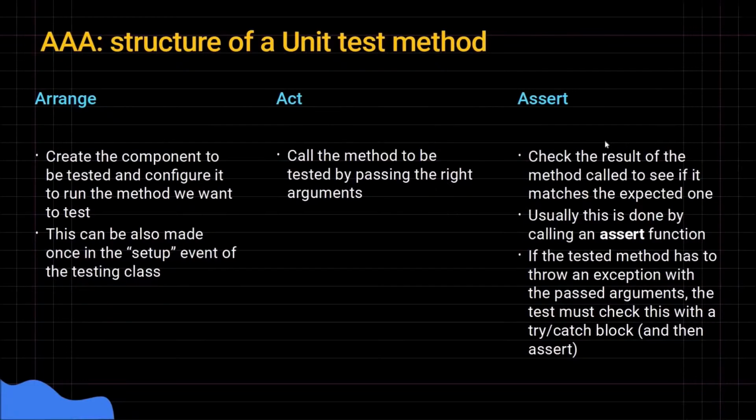And with assert, we check the result of the method and see if it matches the expected result. Usually this is done by calling assert functions that are ready in the framework. Okay, so we can call them. And of course we can test the results, but we can also catch any exceptions that we expect our code to produce in case of errors.